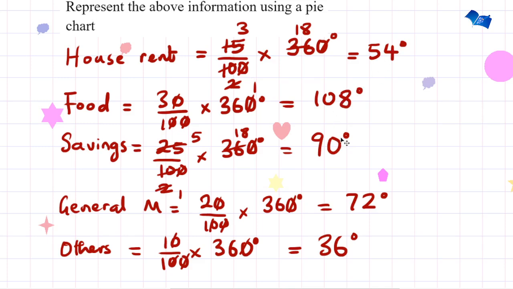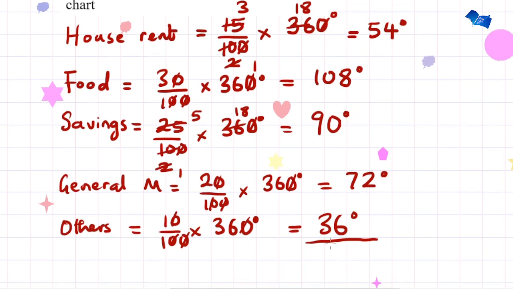And when you add them up, you will get 360. If you add 54 plus 108 plus 90 plus 72 plus 36, you will get 360. If it doesn't sum up to 360, then something is wrong. Okay? Something is wrong with your calculation. The next thing is to draw the pie chart.